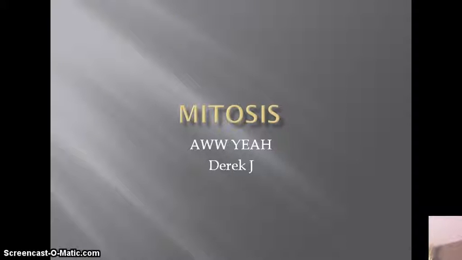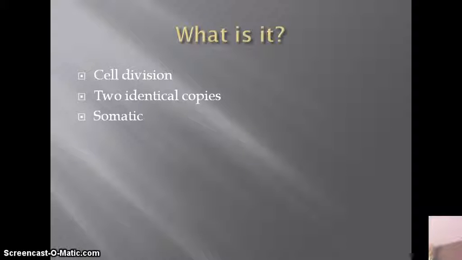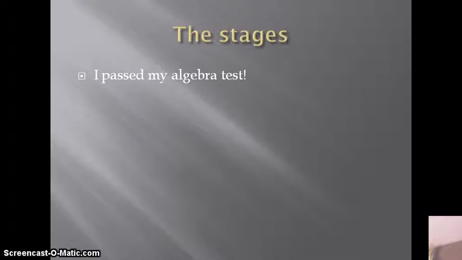What is it? So mitosis is pretty much just cell division. It creates two identical daughter cells from the original, and it occurs mainly in somatic or body tissue cells to replace damaged or dead ones.